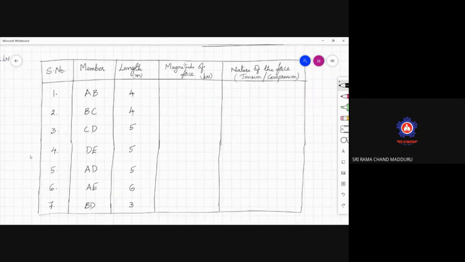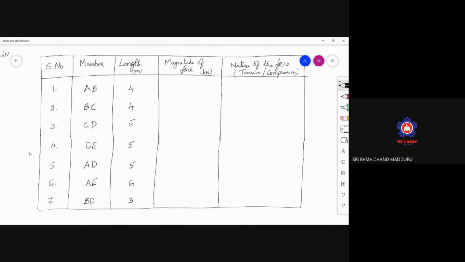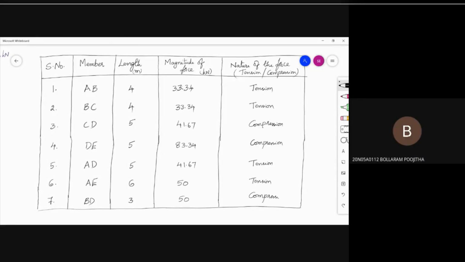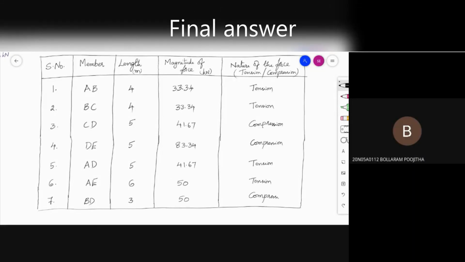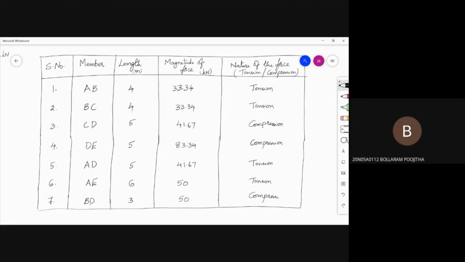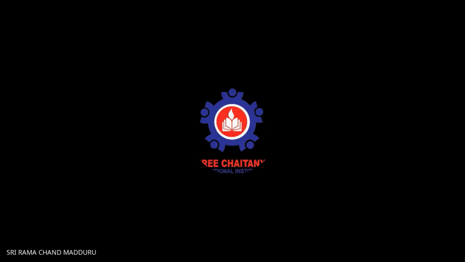Now you people will help me. What is the magnitude of the force in AB? We have written the magnitude of the forces as well as the nature of the forces. Okay, fine. So with this, I'm stopping my class.